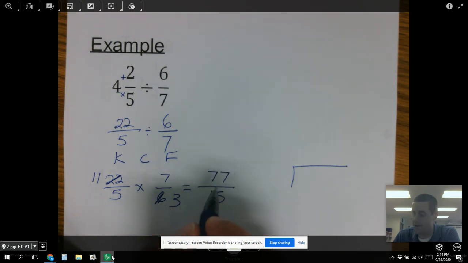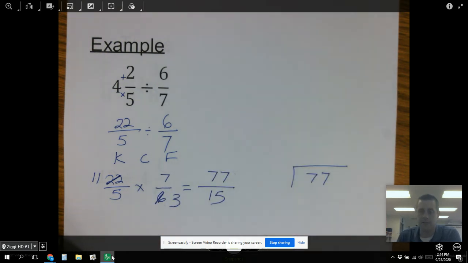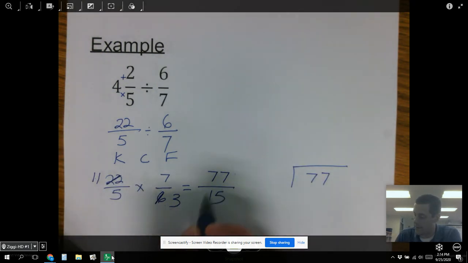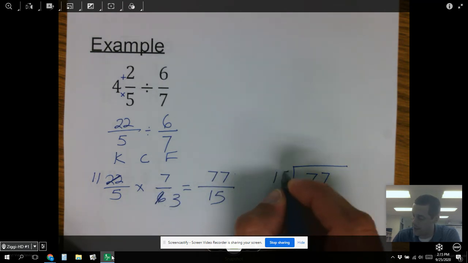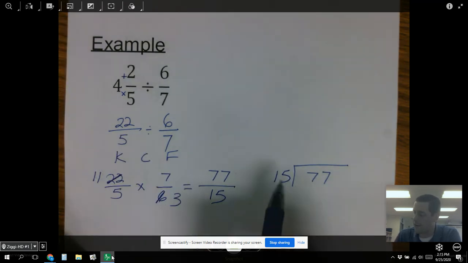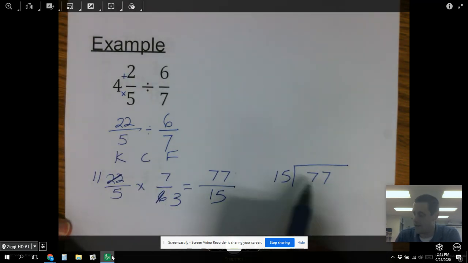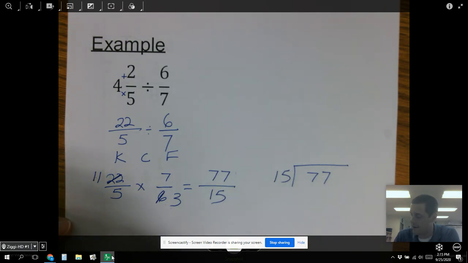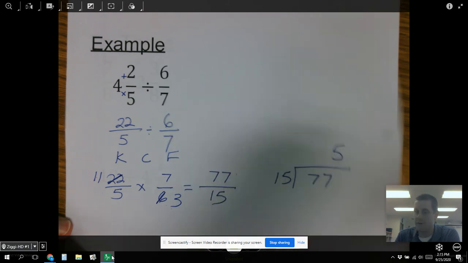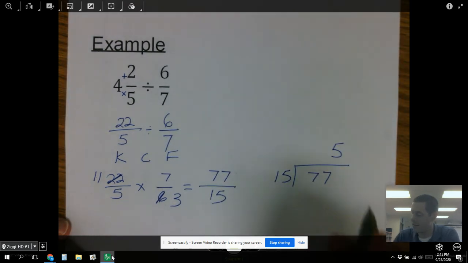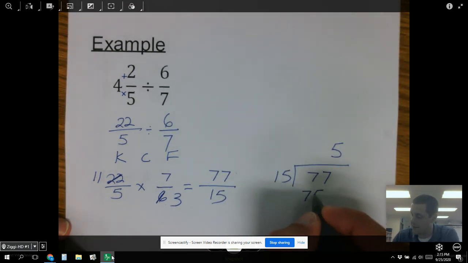The 77 goes inside of the long division bracket. The denominator 15 becomes the divisor. Now we are dividing. 15 can't go into 7. Now we need to determine how many 15s will fit into 77. 15 will go into 77 5 times because 5 times 15 is 75.